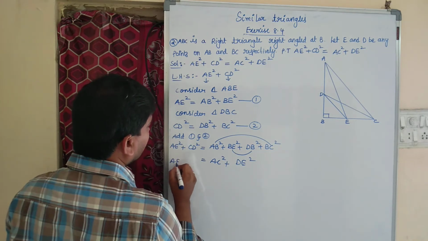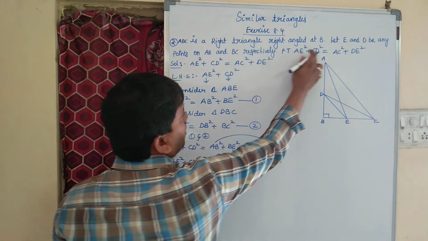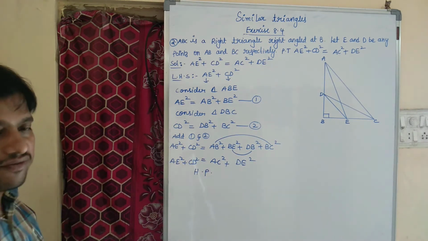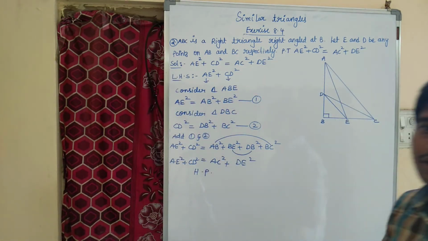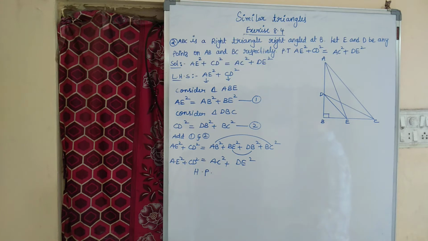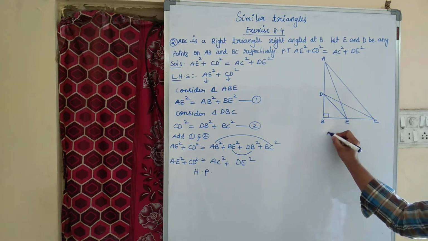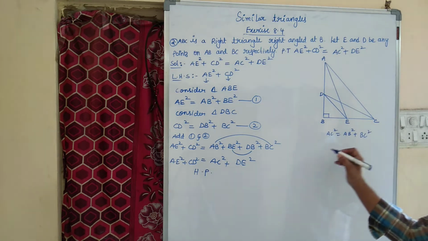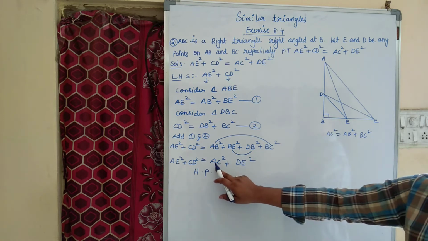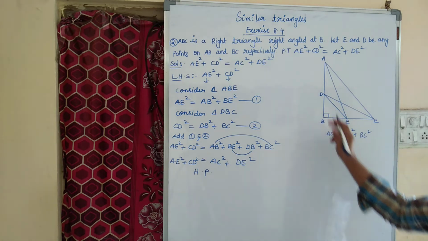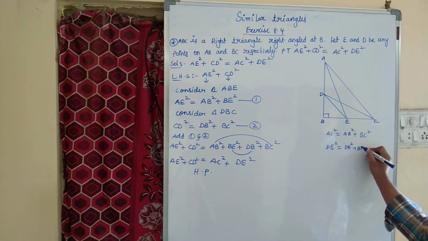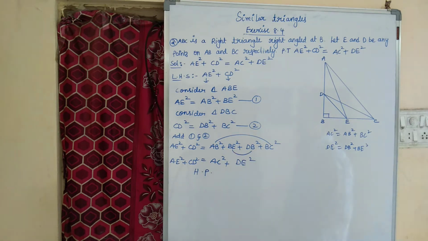So see now what they are asking to prove. They are asking to prove that AE square plus CD square equal to AC square plus DE square only. Hence proved. Everything is from the diagram only, and every equation depends upon Pythagoras theorem only. If ABC is a right angle triangle, then Pythagoras theorem gives AC square equal to AB square plus BC square. That is the reason in place of AB square plus BC square, I wrote AC square. If DBE is a right angle triangle, then DE square equal to DB square plus BE square. In place of DB square plus BE square, I wrote DE square. Actually, they are asking to prove that only, hence proved.